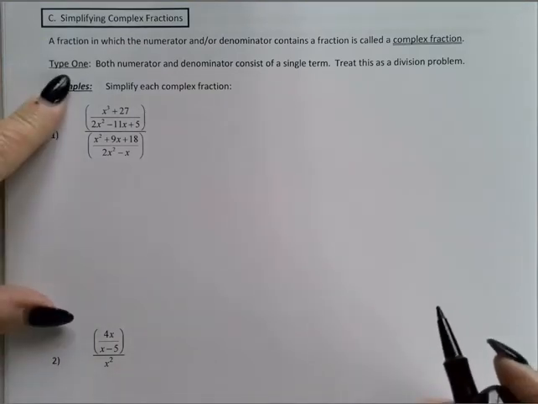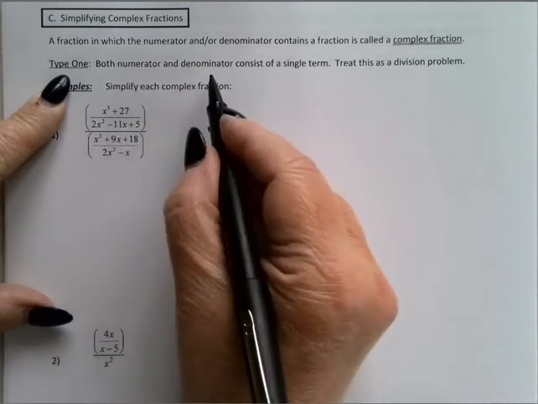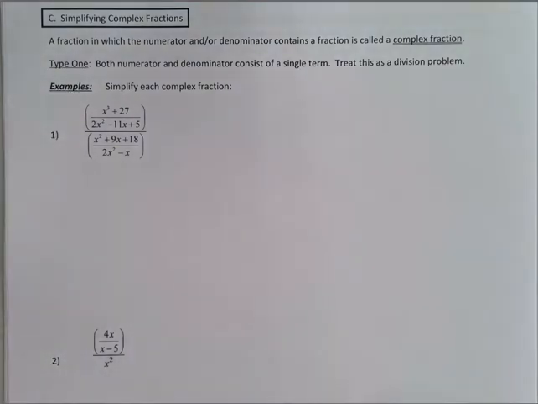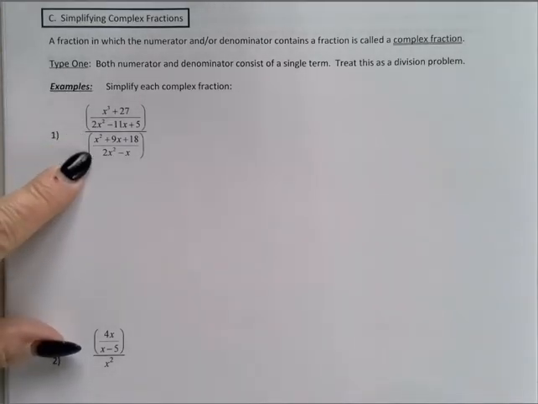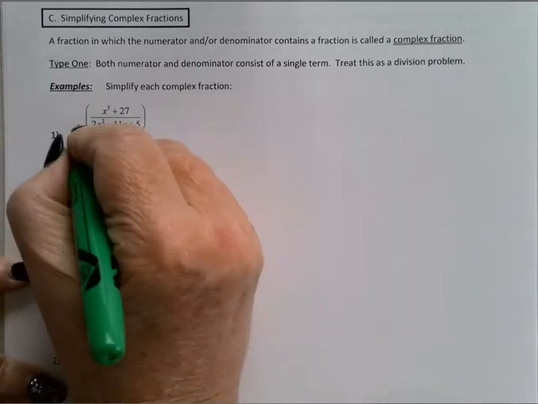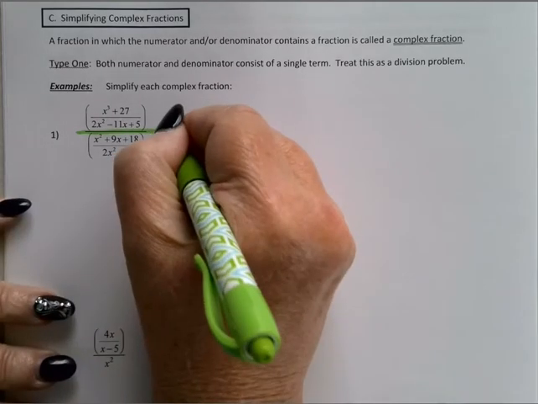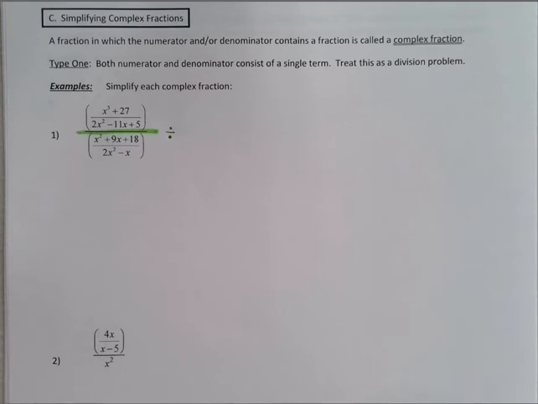The first type that I want to talk about are fractions where the numerator and the denominator consist of just one single term. We're going to treat these as division problems, and so there's not going to be any real difference between these and stuff that you already know. Here's what I mean. If I've got my complex fraction with one fraction on the top and another fraction on the bottom, this main big fraction bar can just be treated as a division sign. And we know how to divide fractions. We just take the reciprocal and multiply.